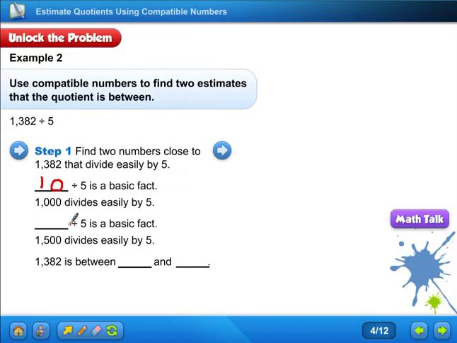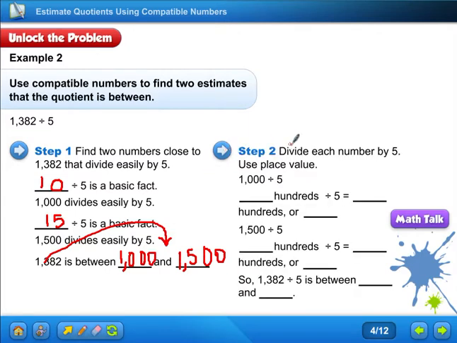What's another number divided by 5? We could count by 5. So we did 10. You could do 15. Exactly. 15 divided by 5 is a basic fact. So 1,500 divides easily by 5. 1,382 is between this number, 1,000, and 1,500. This number falls right in between here on a number line.